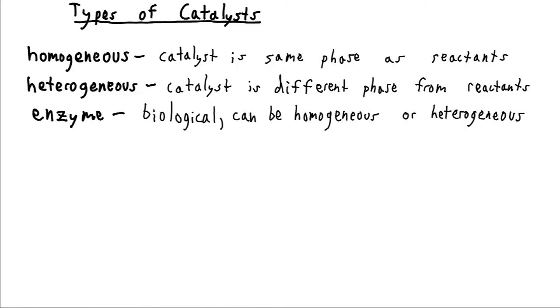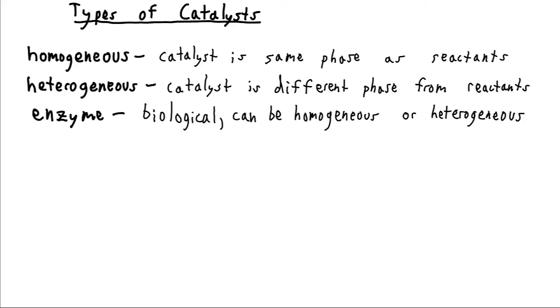We're going to break catalysts into three broad categories. One is homogeneous catalyst. This is where the catalyst is in the same phase as the reactants, i.e. everything is gaseous or everything is solid or everything is liquid. We might instead have a heterogeneous catalyst where we have the catalyst in the solid phase and reactants in the liquid or the gaseous phase.